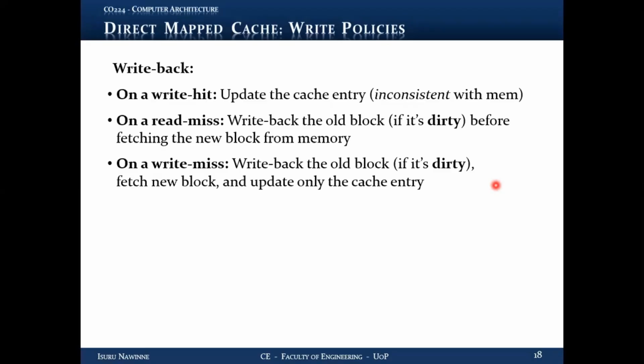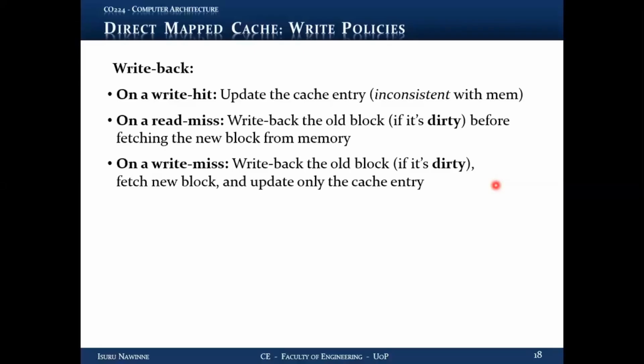So we have to note down that this particular block that we just wrote to is inconsistent with the memory. That is where we use the dirty bit, right? So the status of the block we have to keep tracking. So on a write hit, you simply update the cache entry and forget about it. On a read miss, right? There are two types of misses: misses for read access and misses for write access.